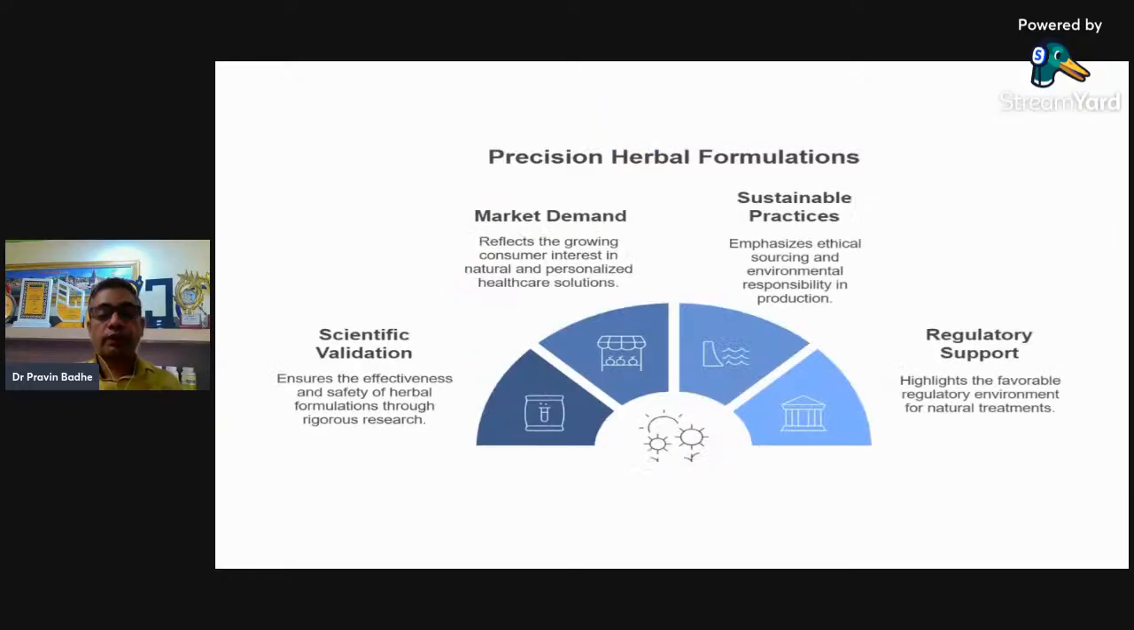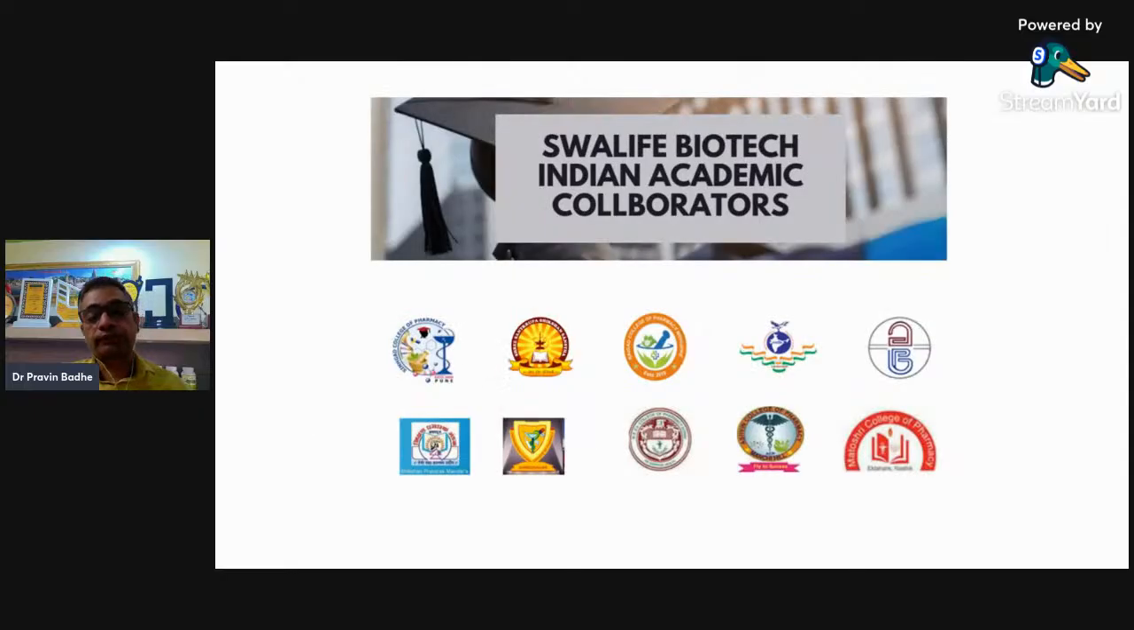Now with all this information, we have developed a precision herbal formulation which has been scientifically validated. We also looked at whether there is a market demand for it, that there are sustainability practices happening, that ethical sources are there for our plant material, and that the regulatory environment is supporting our formulation. So based on this we have developed some precision herbal formulations.